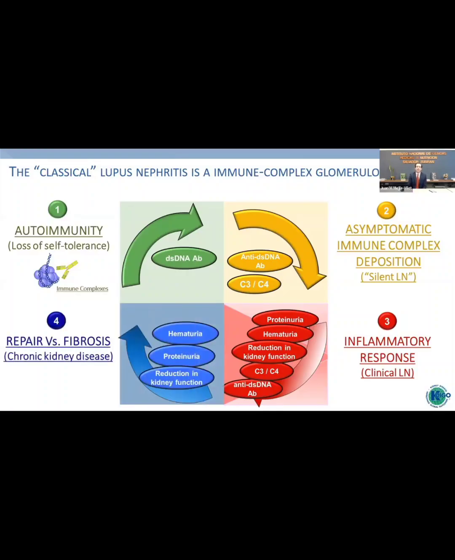And finally, lupus goes into a chronic phase, either with treatment or following its natural course. It will go into a repair phase or fibrotic phase. And if the second is the one, then you go into chronic kidney disease and loss of kidney function.